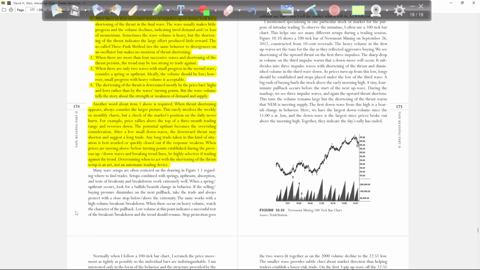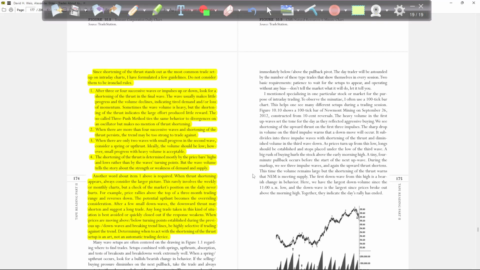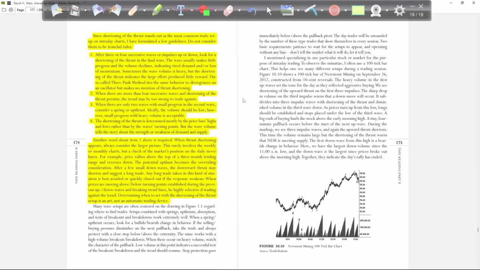The same works with a high volume breakout or breakdown. When these occur on heavy volume, watch the character of the pullback. Low volume at this point indicates a successful test of the breakout or breakdown, and the trend should resume. Stop protection goes immediately below or above the pullback pivot. The day trader will be astounded by the number of these types of trades that show themselves in every session.